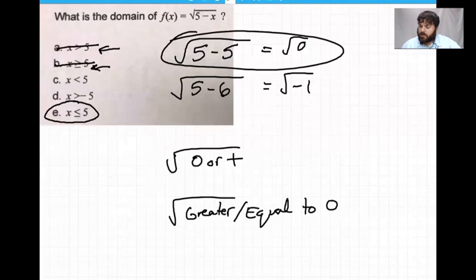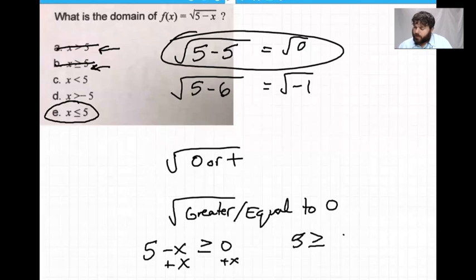So let's put whatever's under there. The 5 minus x has to be greater than or equal to 0. And then if we solve this inequality, if I add x to both sides, I get 5 is greater than or equal to x. And then I always like to write it with the x on the left side. You just make sure you flip everything around. And there's our answer. So if you set what is underneath the radical greater than or equal to 0, you can always work these problems algebraically.